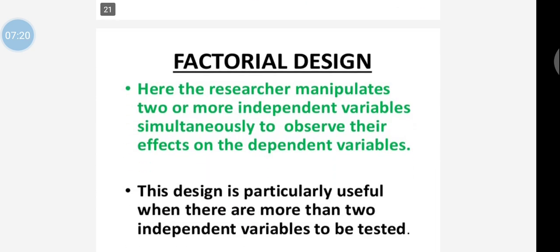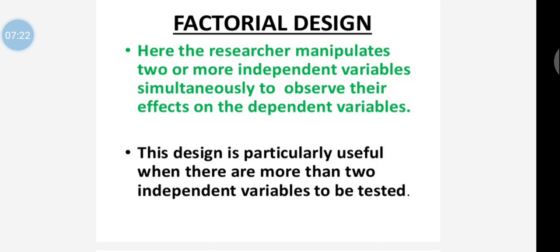Then factorial design. Here, the researcher manipulates two or more independent variables simultaneously to observe their effects on the dependent variable. This design is particularly useful when there are more than two independent variables to be tested.